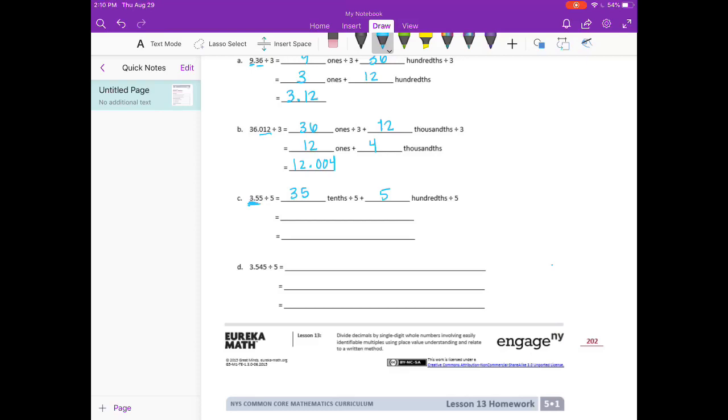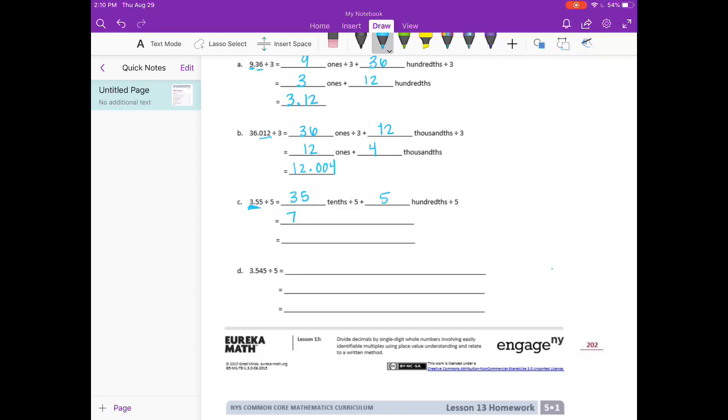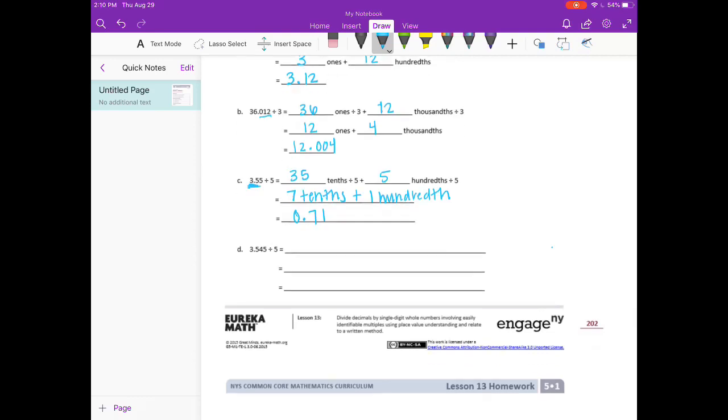So 35 tenths divided by 5, that would be 7 tenths, plus 5 hundredths divided by 5, that would be 1 hundredth, and 7 tenths plus 1 hundredth is equal to 71 hundredths.